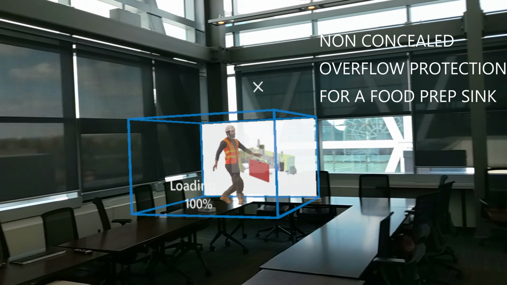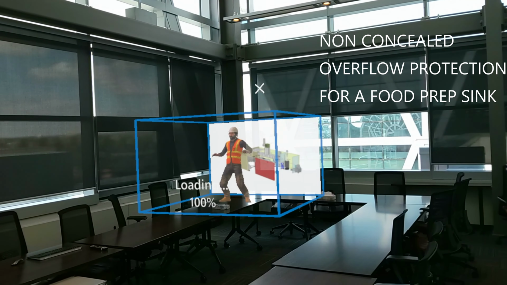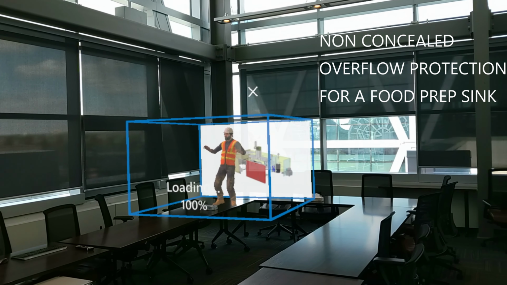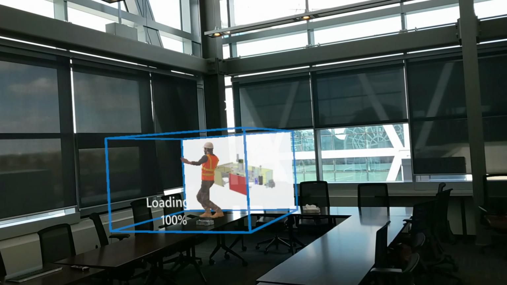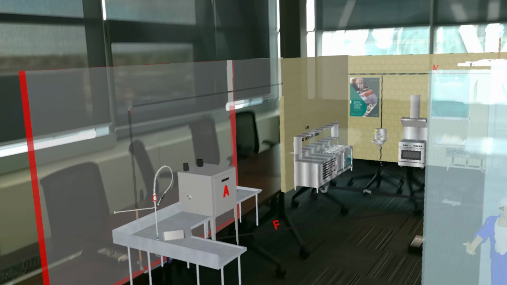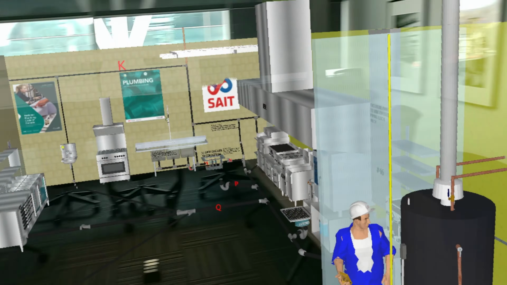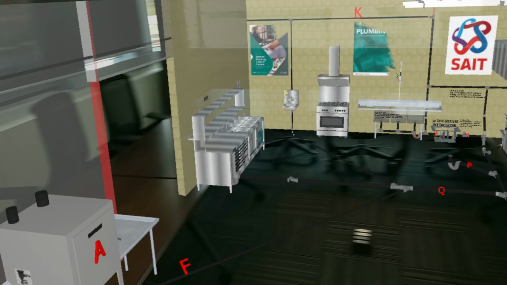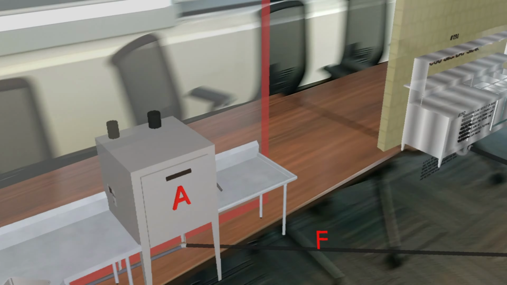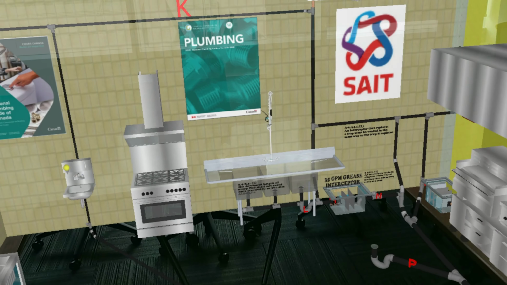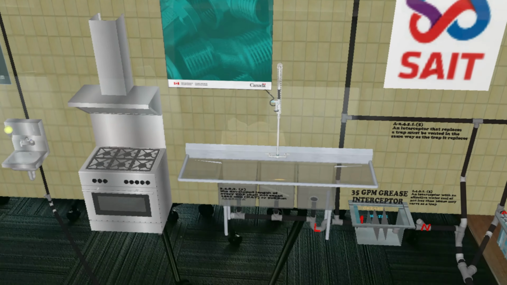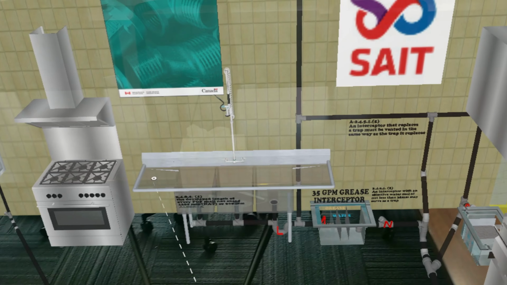So now what we're going to do is blow up a commercial kitchen here in this boardroom, and we're going to take a look at what water damage protection, or overflow protection, we need in a commercial kitchen. So here we go. We're going to walk into our commercial kitchen here, and as you can see, commercial kitchens have different equipment than in residential, but what we want to look at today is the non-concealed overflow, and this is what we call right here the food prep sink.